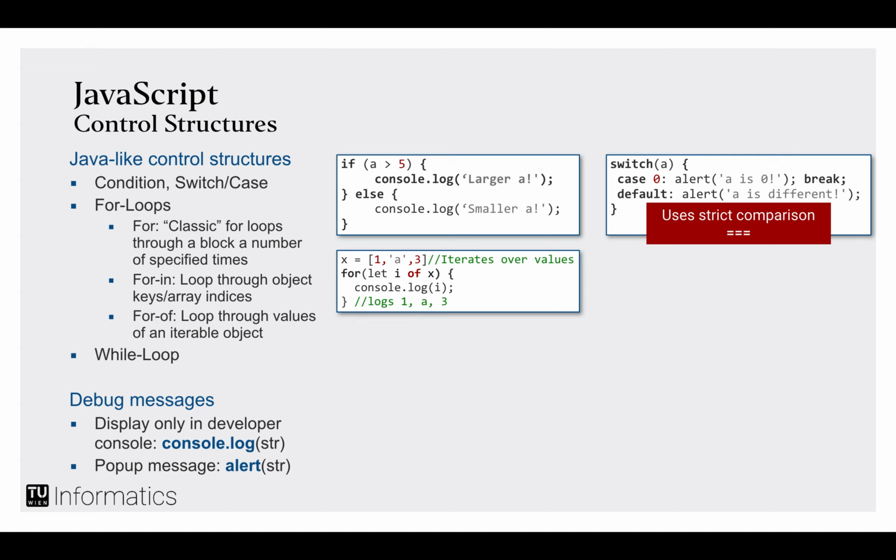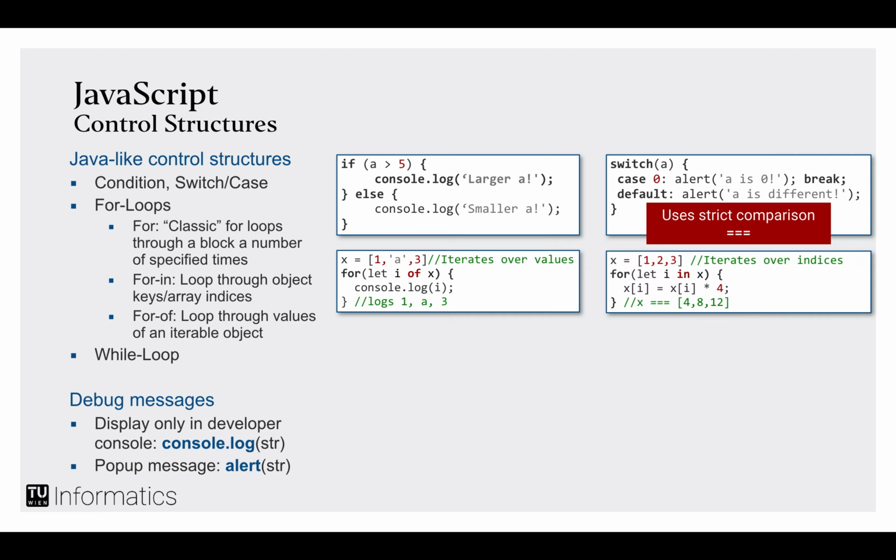Then we have a for loop, and now we have two for loops in JavaScript. The first I'm going to talk about is the for of loop. What for of does is it loops through the values of an iterable object. An iterable object is an object that returns an iterator. In this case, an array is an iterable object, and it lets you iterate over all the values of the array.